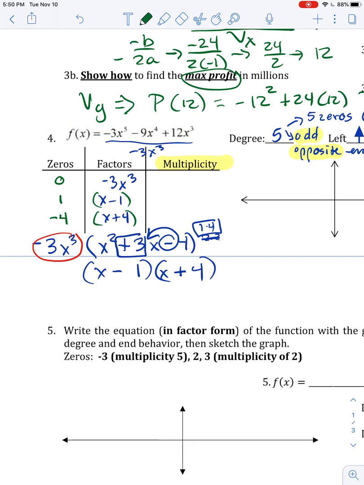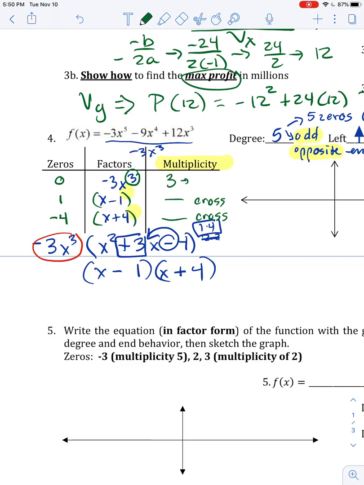Keep in mind that multiplicity is referring to how many times that factor is repeated. This doesn't really have multiplicity because there's no power up here in this little power spot. And so then this one doesn't have multiplicity either. When you have no multiplicity, it's not repeated, it's just going to cross in that spot.